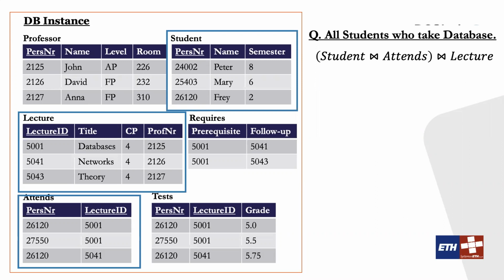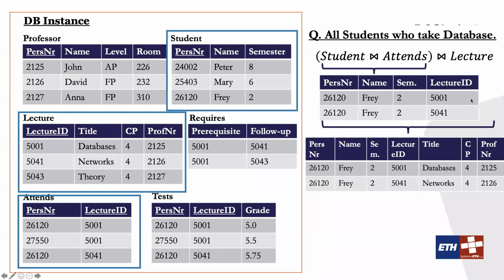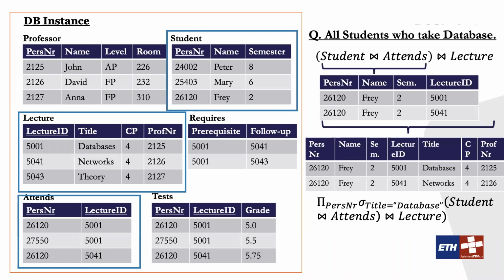If I do the first join, I'm going to have a relation that looks like this. I have the student relation, and then I put one more column here, the lecture ID, so then I know which student took which lecture. Then I join this with the lecture table, where for each lecture ID you can think of it as expanded by the information of each lecture. And then I do the selection: I select all the lectures with title equal to database, and I project that to student ID, the personnel number. And then I get something that looks like this.